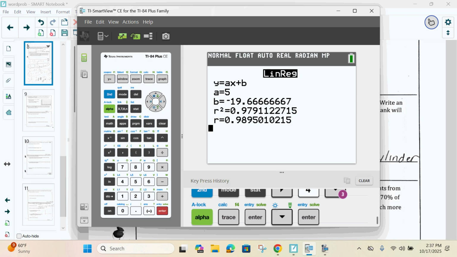How much? Coefficient of determination? Yeah, you can tell us that. Okay, it's the coefficient of determination. Keep going, see if you can explain it. It's 97.91% of the variation in the number of diagonals of a polygon can be expressed with the linear regression.